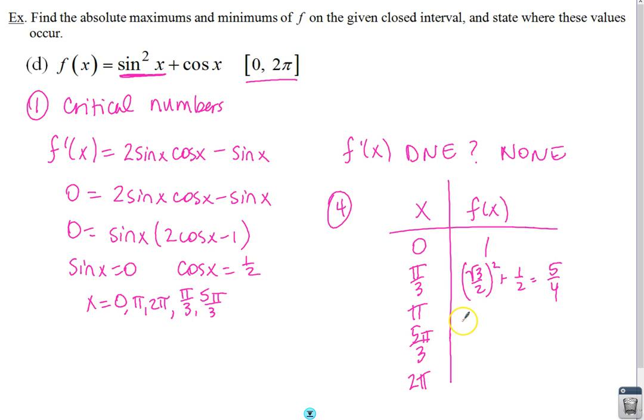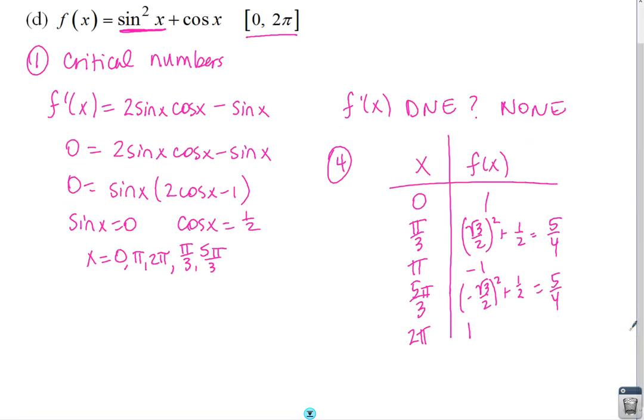Sine of pi is 0. Cosine of pi is -1. So this is going to be -1. 5 pi over 3, this is just negative root 3 over 2 squared plus 1/2. So it's 5/4. And then if I plug in 2 pi, sine of 2 pi is 0, plus cosine, which is 1, so 1. Okay, so find the absolute maximums and minimums.